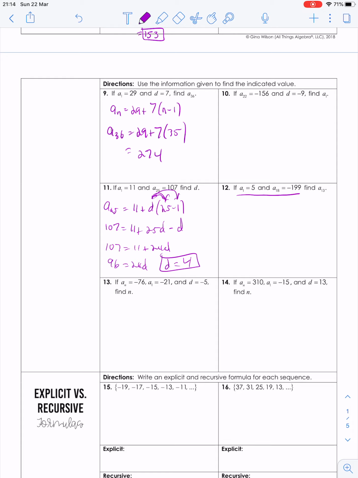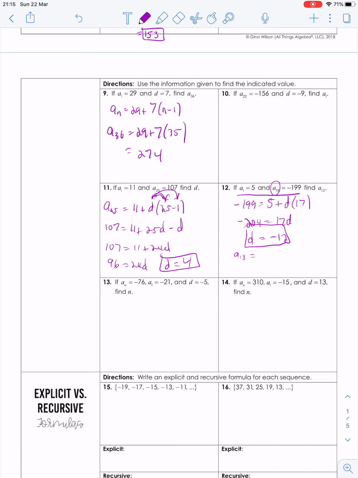So let's do it. We get negative 199 equals A of 1 plus whatever D is times 18 minus 1, so 17. So we get negative 204 equals 17D, and then we get D equals negative 12. There we go. We got our D. Now to find A of 13, it's pretty easy. So we get A of 13 equals negative, oh no, let's go back to our original formula.